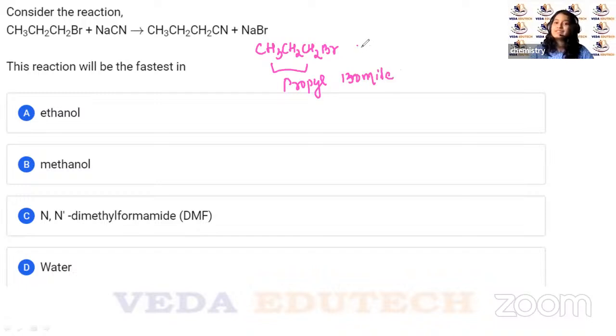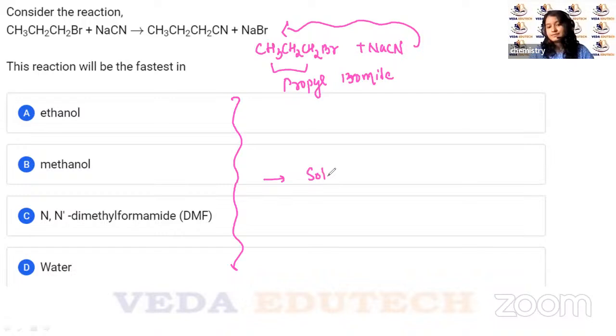Its reaction with NaCN is given to us, and the product is also given to us, right? So now the question here is, in which of the following solvents is the reaction going to be fastest? Some of the solvents are given to you here. These are your solvents.